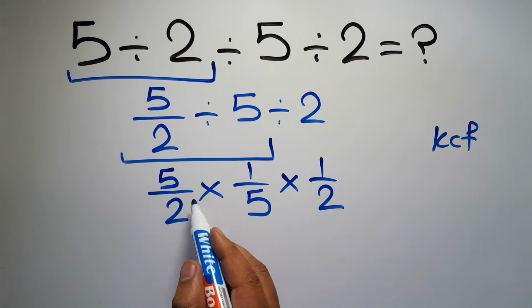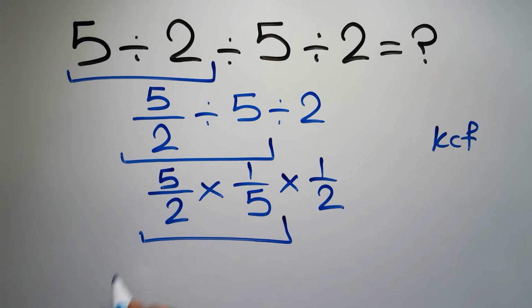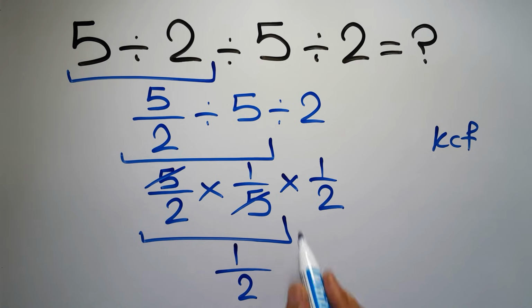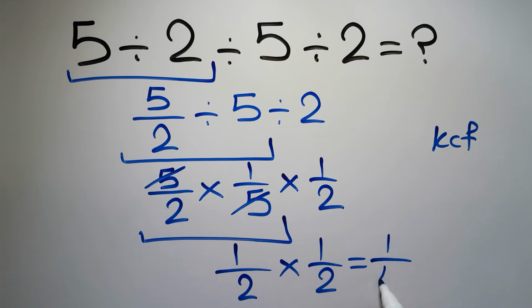First, we do this multiplication. We can easily cancel this 5 and this 5. So here we have just 1 over 2. So 1 over 2 times 1 over 2, which equals 1 over 4, or 0.25. And this is our final answer to this problem.